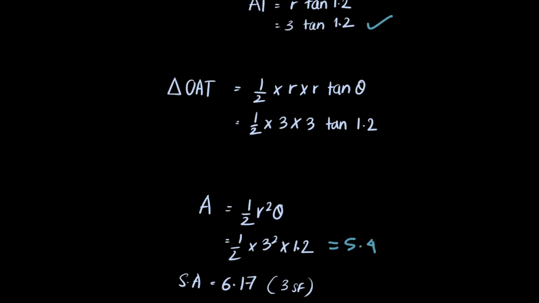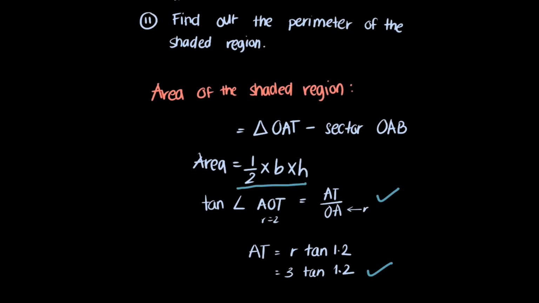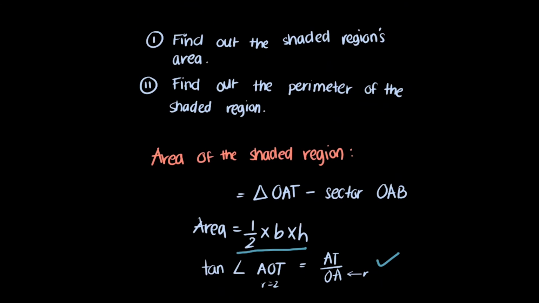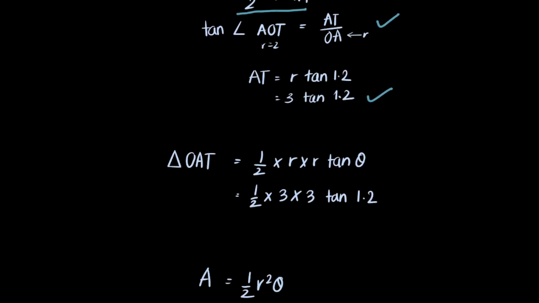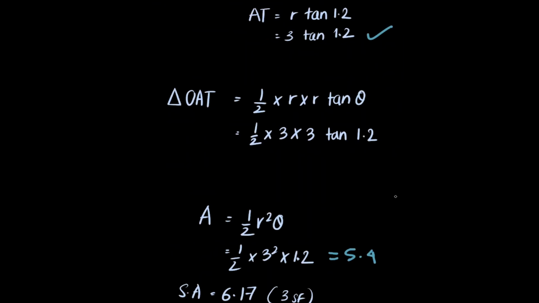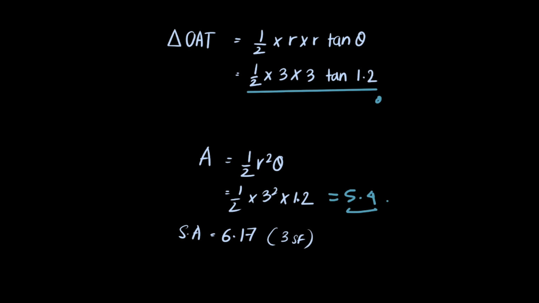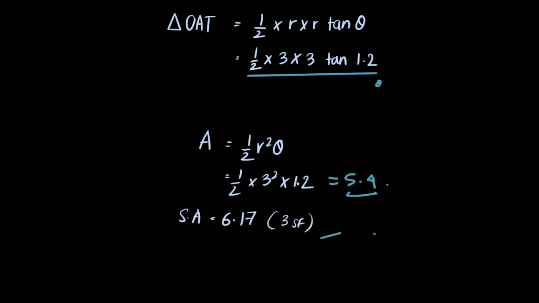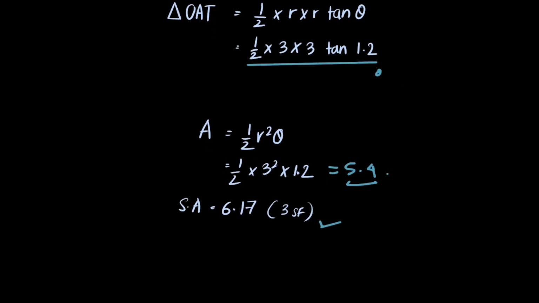So the final shaded region's area will be triangle AOT minus sector OAB. We subtract this from this. If we do that, the value is 6.17 in 3 significant figures. Okay, so that's the shaded region's area.